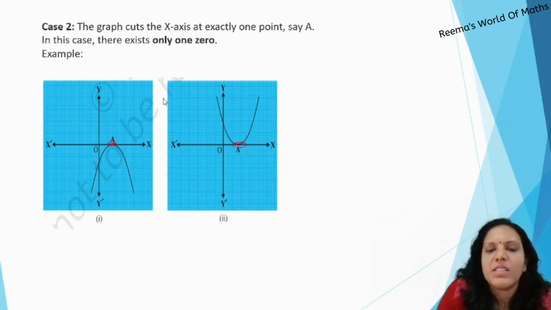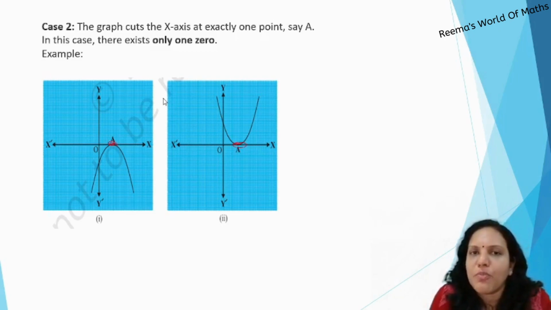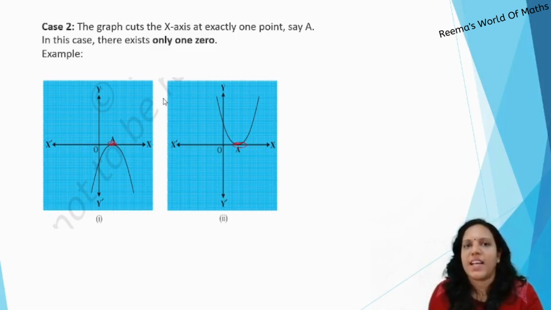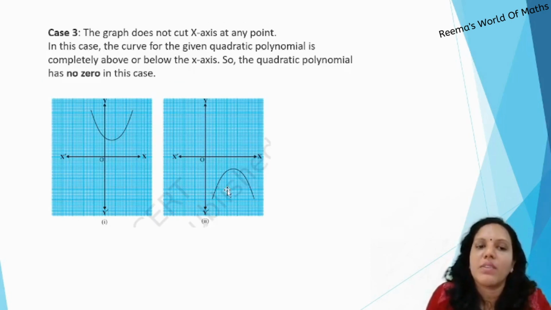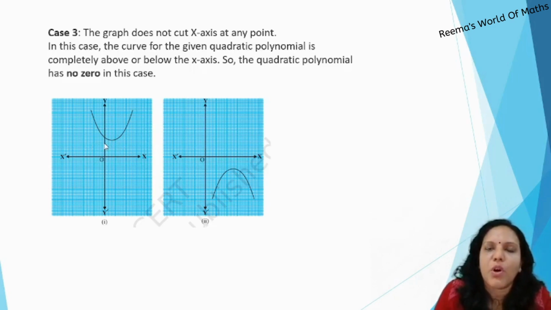In this case, this quadratic polynomial has only one zero. So the number of zeros is directly connected to how many times the graph intersects the x-axis. If it cuts at one point, it has only one zero. And the last case is when the graph does not cut the x-axis at any point. Here we can see this graph does not cut the x-axis at any point. In this case, we can say that the quadratic polynomial has no zero.